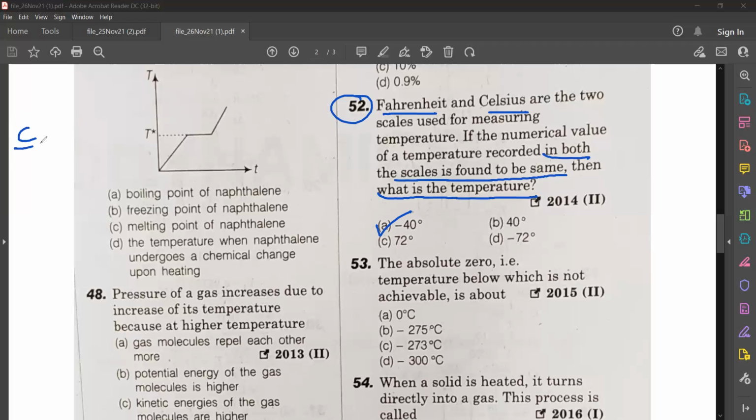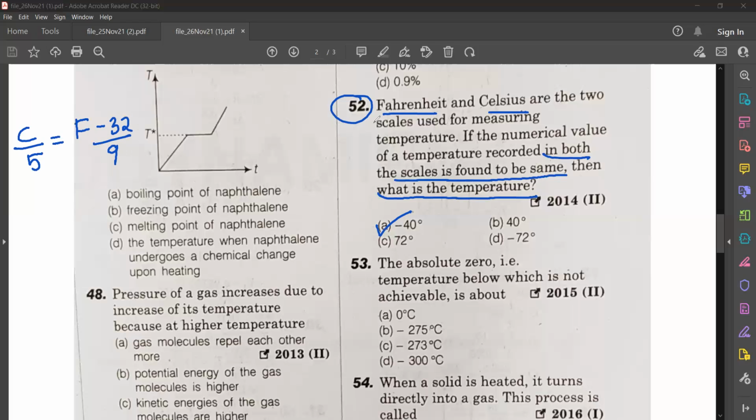If you don't know, please write down. The relation is C by 5 is equal to F minus 32 by 9. Write down the relation between the Celsius scale and Fahrenheit: C by 5 is equal to F minus 32 by 9.